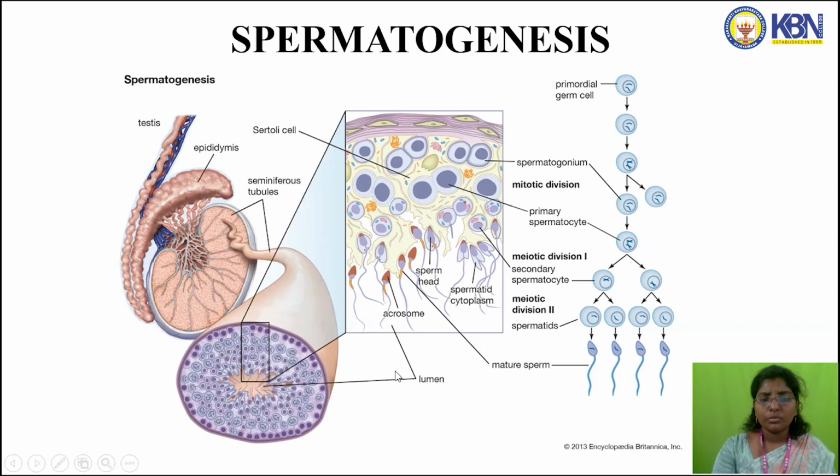This is the lumen of the seminiferous tubules. This is how the sperms are produced in the seminiferous tubules of a male reproductive organ called the testis.